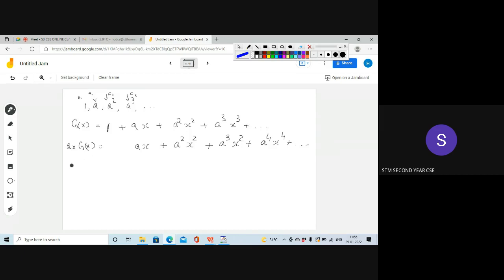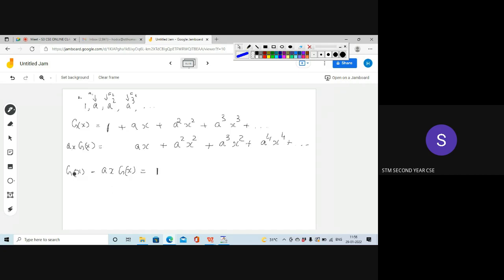Then next, what is the third step? I have to subtract, isn't it? As we have done earlier, g of x minus ax into g of x. When we subtract it, what will you get? I'm subtracting ax g of x from this. So 1 minus 0 gives you 1. Then ax minus ax, you get 0. So the rest of the terms turn out to be 0. Everything will get cancelled here when I subtract. So this infinite polynomial gets cancelled and it turns out to be 1 here.